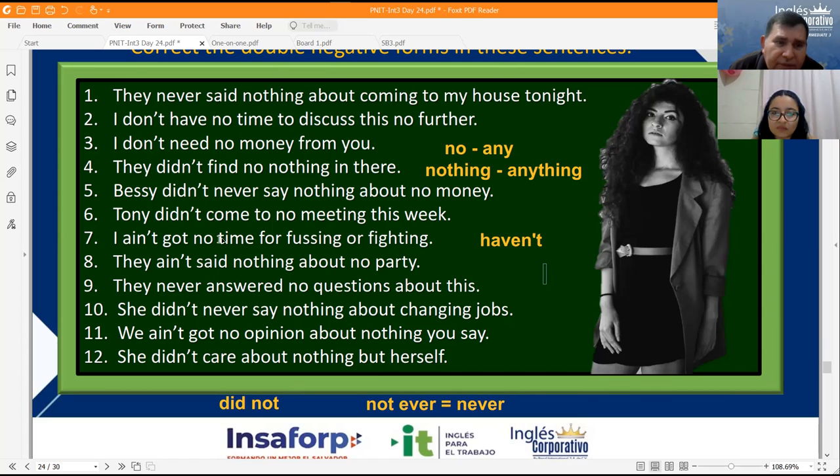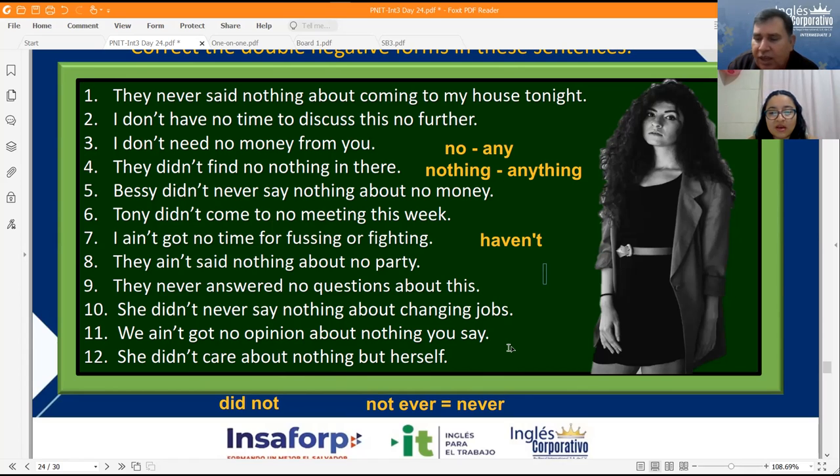I don't have any time for fussing or fighting. I don't have any time for causing problems or fighting. So I ain't got is wrong. I don't have, or I haven't got. I haven't got any time for fussing or fighting. And in this one, the same, haven't. They haven't said anything about anybody. Or they never answered any questions about this. She didn't say anything about changing jobs, or you say the same, we haven't got any opinion about anything you say, and she didn't care about anything but herself.